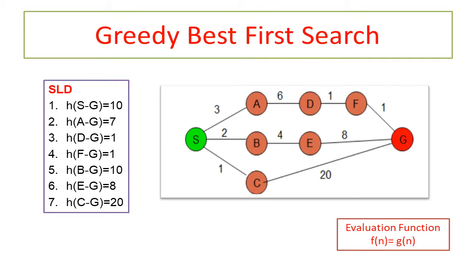So let us see the example. Here S is the start node and G is the goal node. There are many paths, and along with that they give the straight line distance, that is the distance to reach the destination. Based on that we will take the evaluation function. In greedy best first search, the evaluation function is f of n is equal to g of n, that is the straight line distance to reach the destination node.